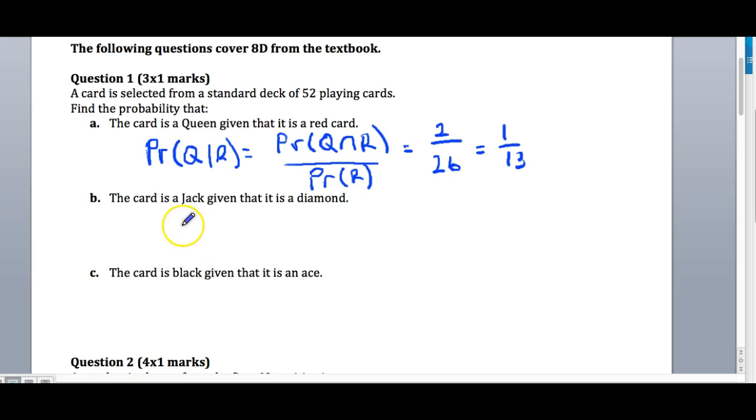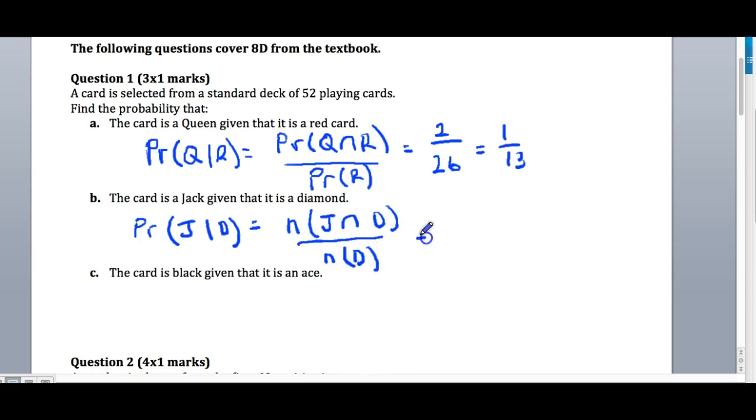Question B, the card is a jack given that it's a diamond. So probability of jack given that it's a diamond. And here I've written probability, but maybe I should have written N. Get the same answer. Jack and diamond over the number of diamonds. So how many cards are jack and diamonds? There is only 1. And how many diamonds? There are 13.